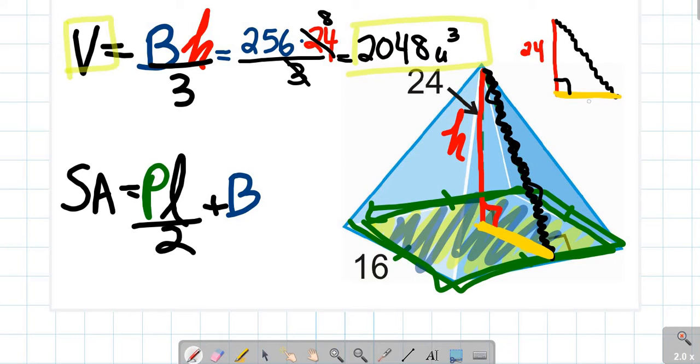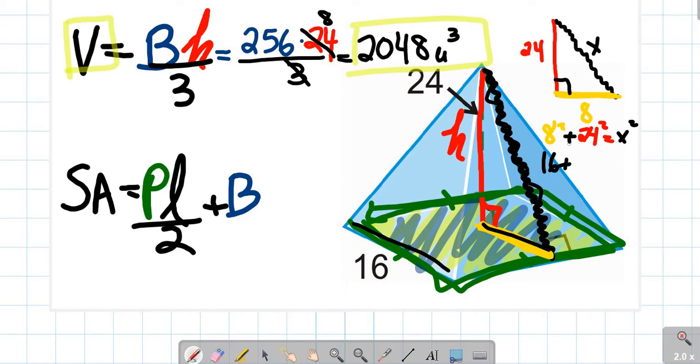Did you say 8, my dear? I hope you did, because right here, that's half of the 16, which is 8. Okay, now you're going to do Pythagorean theorem to get that squiggle. So it's going to be 8 squared plus 24 squared equals unknown squared.